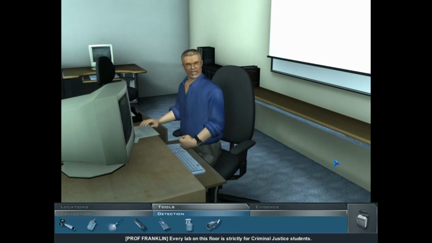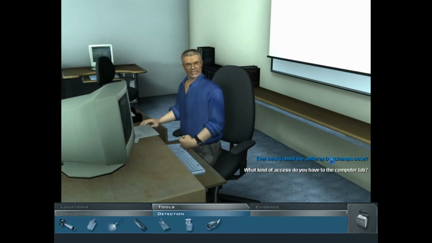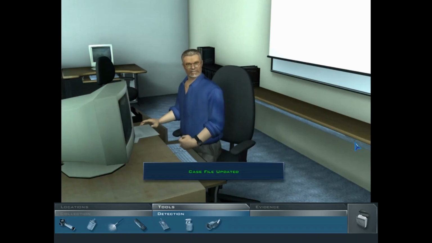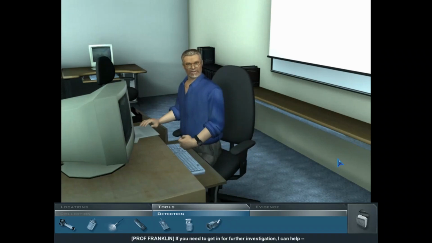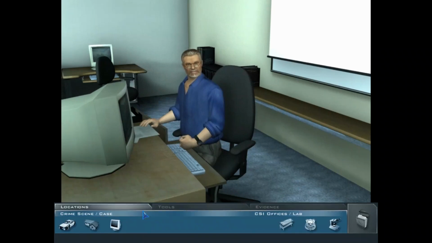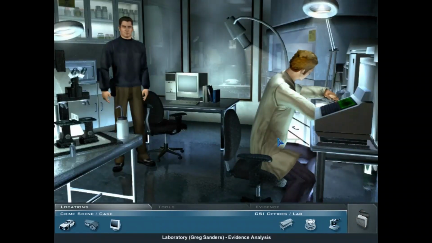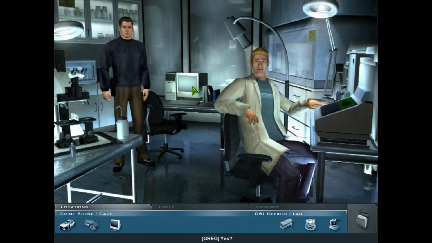Every lab on this floor is strictly for criminal justice students, and the computer lab is reserved for grad school level only. A little surprised you'd have to ask that question. That was my first big success. I wrote the book about that great unsolved case. Do you need my help? If you need to get in for further investigation, I can help. I have keys to the lab and the building itself. 24-hour access. Yes?